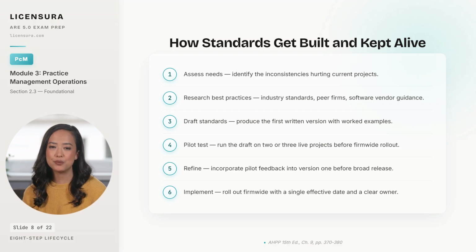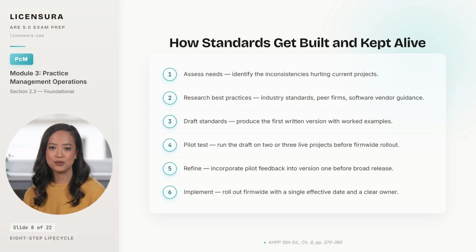Step 2. Research best practices from industry standards, peer firms, and software vendor guidance, so the firm isn't reinventing what's already been solved. Step 3. Draft the standard with worked examples that show staff exactly what compliance looks like. Step 4. Pilot test on 2 or 3 live projects to surface what doesn't work in practice. Every standards program looks bulletproof until a real project tries to use it.